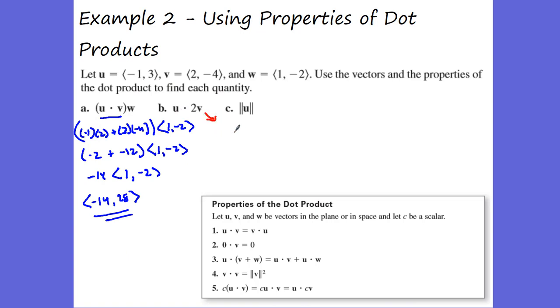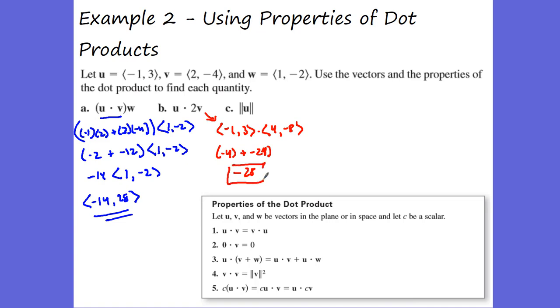B, we have u, which is <-1, 3>. We have dot 2 times v. What do we do when we have a scalar multiple? We double everything, right? <4, -8>. Now we can do the dot product. So we get -1 times 4, it's -4, plus 3 times -8, that's -24, sorry. And that gives us -28.